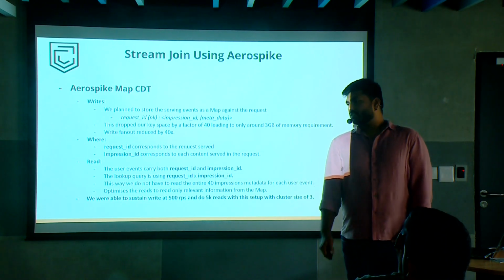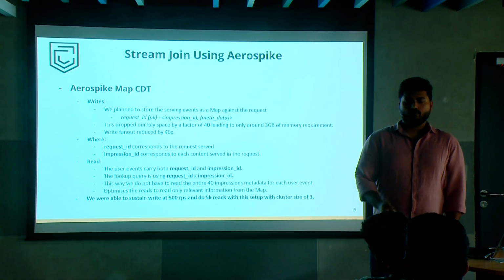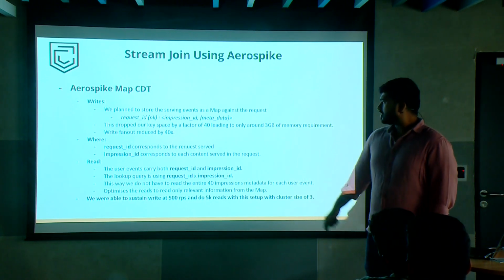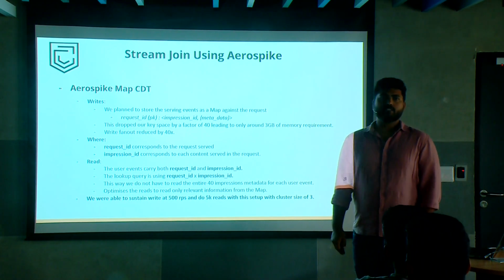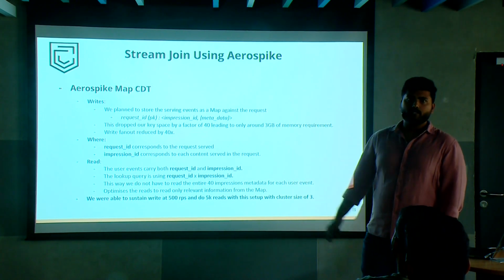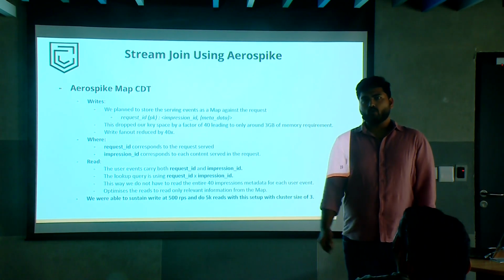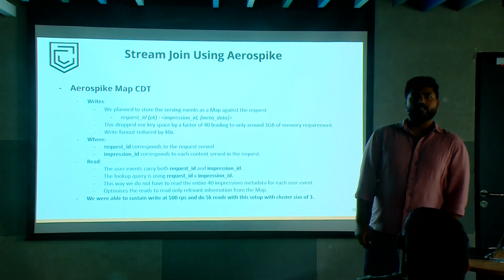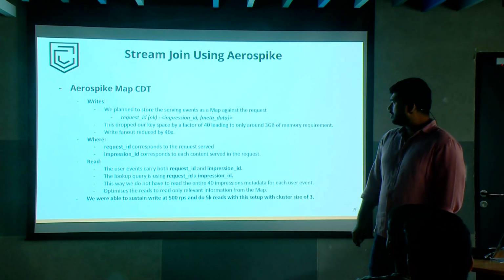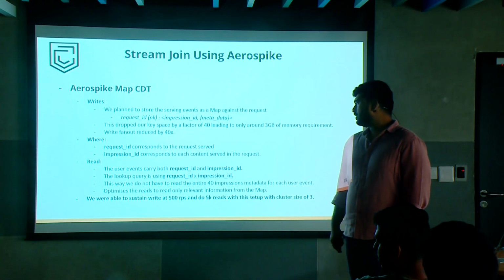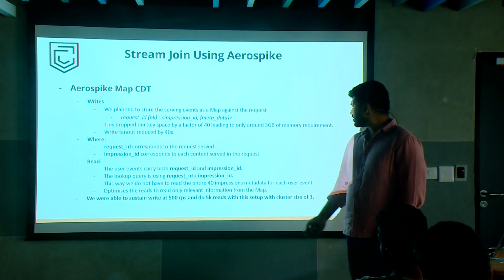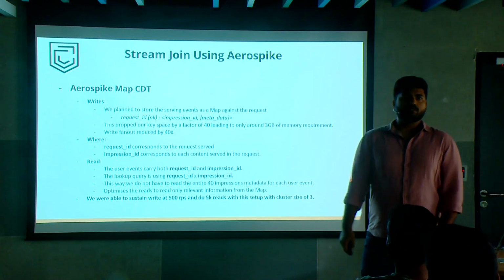So effectively, our user events, when they come, would do a lookup on request ID cross impression ID. This also saves on our read memory utilization because we are not fetching the entire 40 impressions payload per request or per tracking event. We are only fetching the relevant metadata for a particular impression. So in the initial performance test that we did, we were easily able to do 500 to 1000 RPS writes and 5K to 10K reads for a cluster size of 3 nodes for Aerospike.